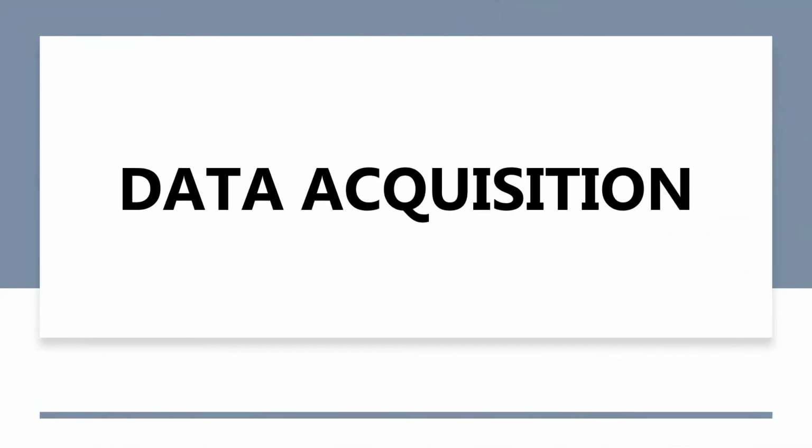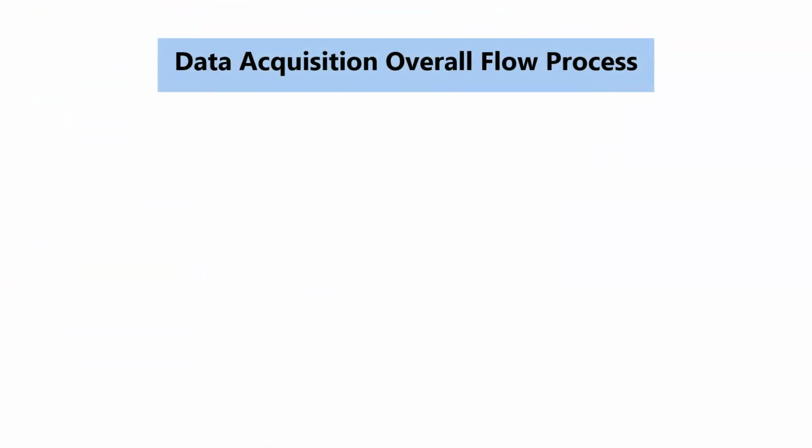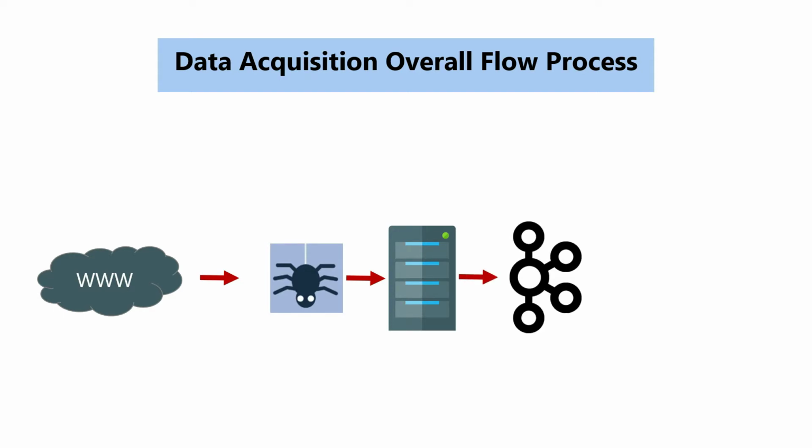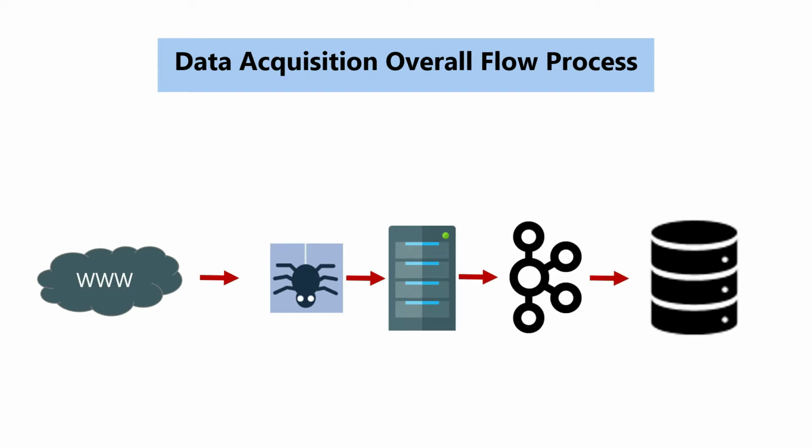This part will explain about data acquisition, mainly on data crawling process and the component included in the process. Data acquisition is a process to get data from World Wide Web into system. Crawler gets data which will be processed by Spark into Kafka, and then it will be mapped into HBase.